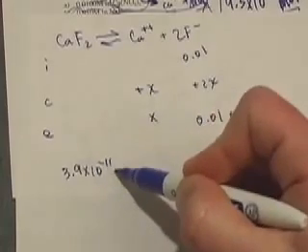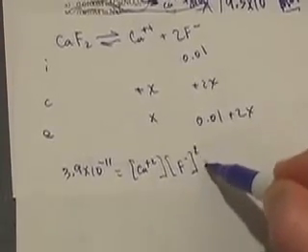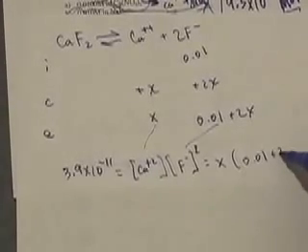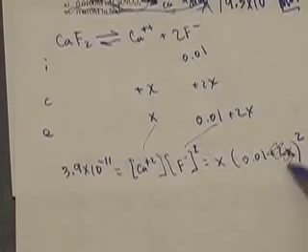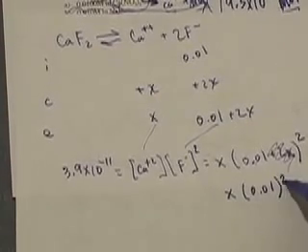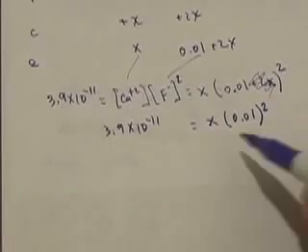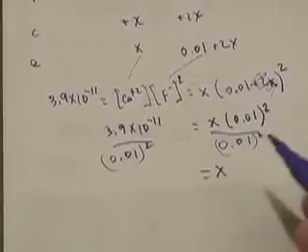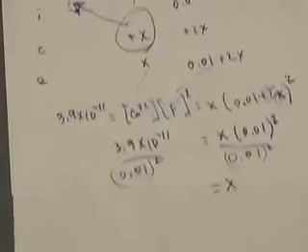And if we write the Ksp expression for this now, Ksp of calcium fluoride, once again, is 3.9 times 10 to the negative 11th, and this would be equal to the Ca 2+ ion concentration times the F minus ion concentration squared, and this of course is equal to x times 0.01 plus 2x squared. And we're going to do some ignoring here to make it a lot easier to work. We're going to say that 2x is small compared to the 0.01. So we end up with an equation of x times 0.01 squared is equal to 3.9 times 10 to the negative 11th. So I can divide both sides by 0.01 squared, and then I'll know what x is, and x of course is my calcium fluoride moles per liter that are dissolved, because calcium and calcium fluoride have a 1-to-1 ratio.